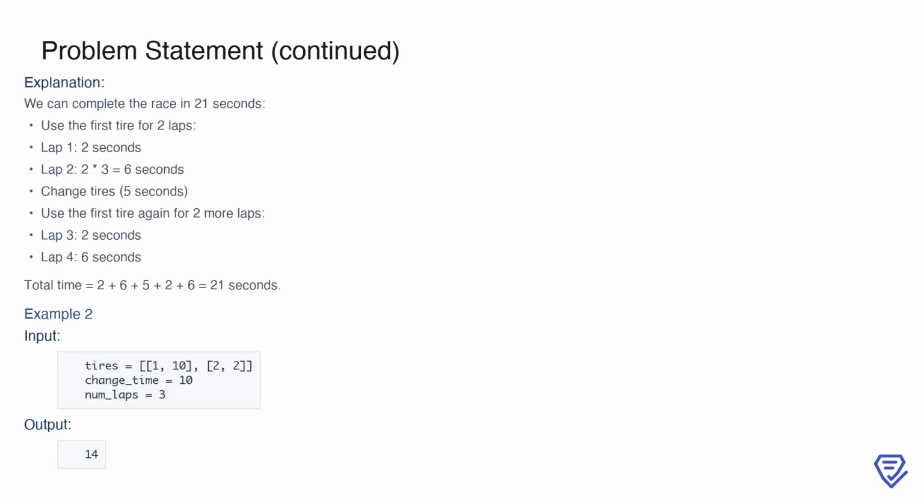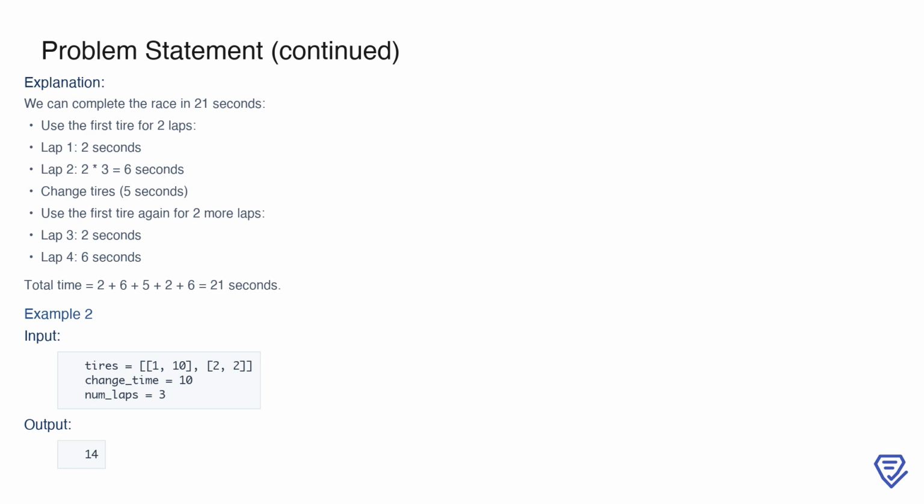In the first example, the input specifies two types of tires, a change_time of 5 seconds, and a total of 4 laps. By carefully planning how we use the tires, we can complete the race in 21 seconds. Here's one way to achieve this: use the first tire for the first 2 laps. The first lap with this tire takes 2 seconds, and the second lap, due to degradation, takes 2 multiplied by 3, which is 6 seconds.